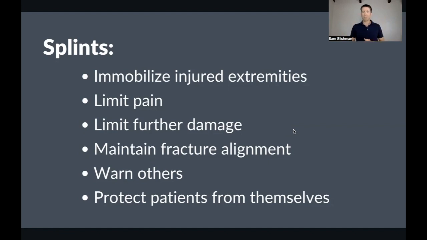A splint stops movement of a broken limb or an injured limb of any kind. It doesn't even have to be broken. All right, you want to limit further damage with a splint. You want to maintain some level of fracture alignment.